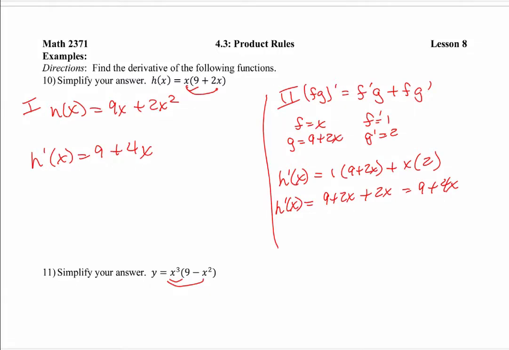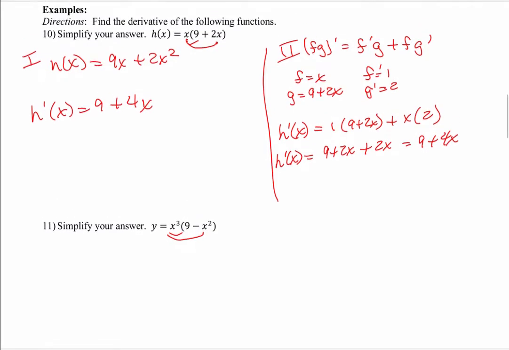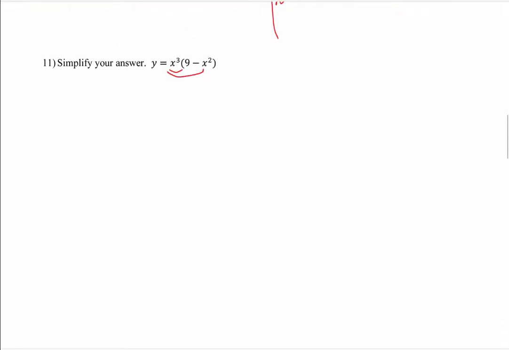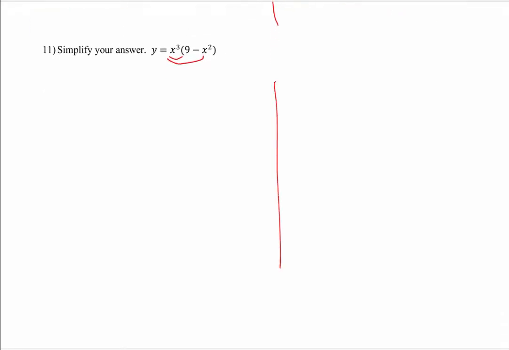And those are the two methods. And you should get the same answer with both methods. All right, so now let's go on to the next answer. And again, I'm going to do both methods. So method 1, you get y equals 9x cubed minus x to the 5th. So y prime equals 27x squared minus 5x to the 4th.